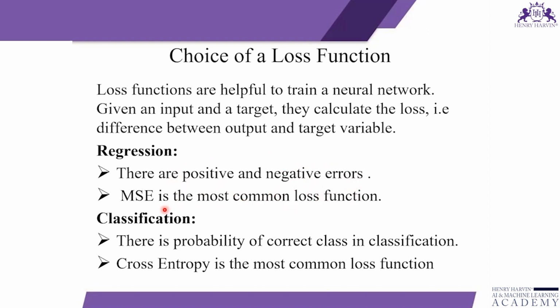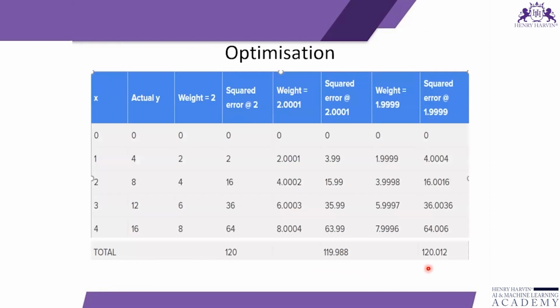So what do we do here? We try to find the mean square error. In a classification problem, there is a probability of the correct class, and cross entropy is the most common loss function.